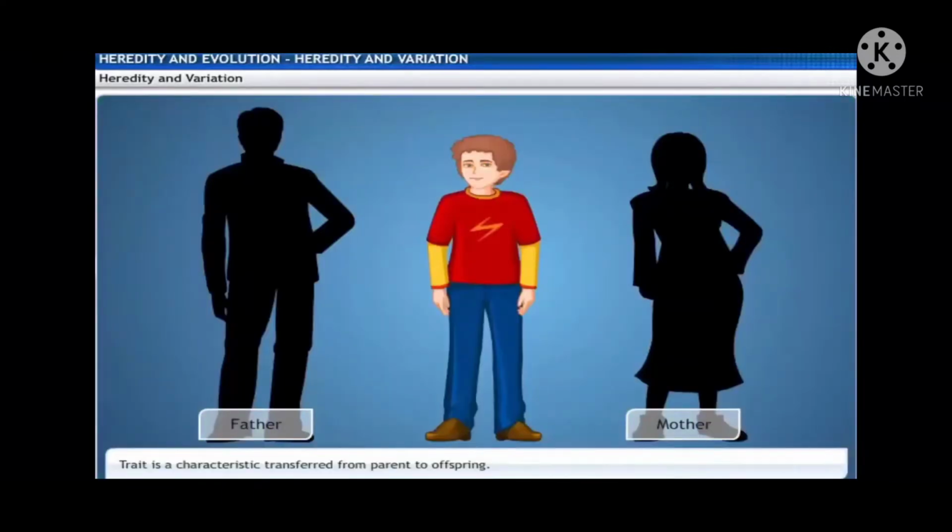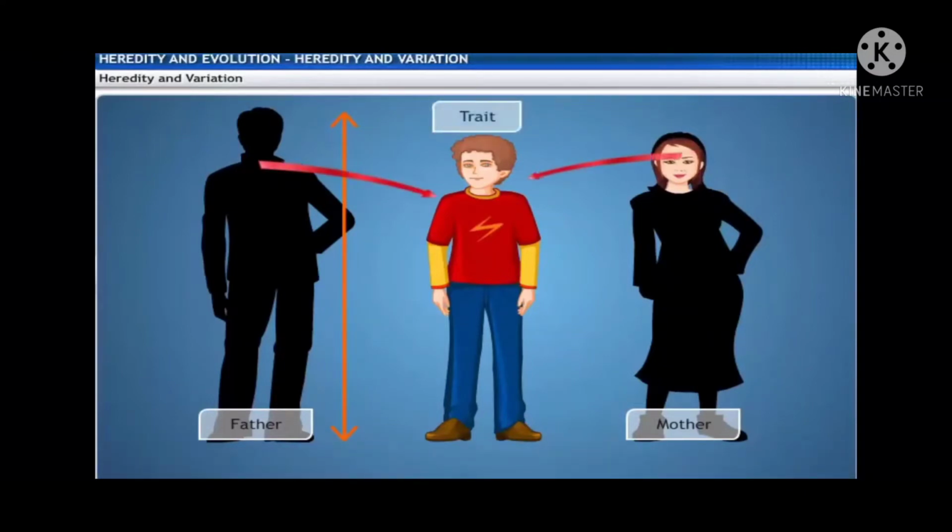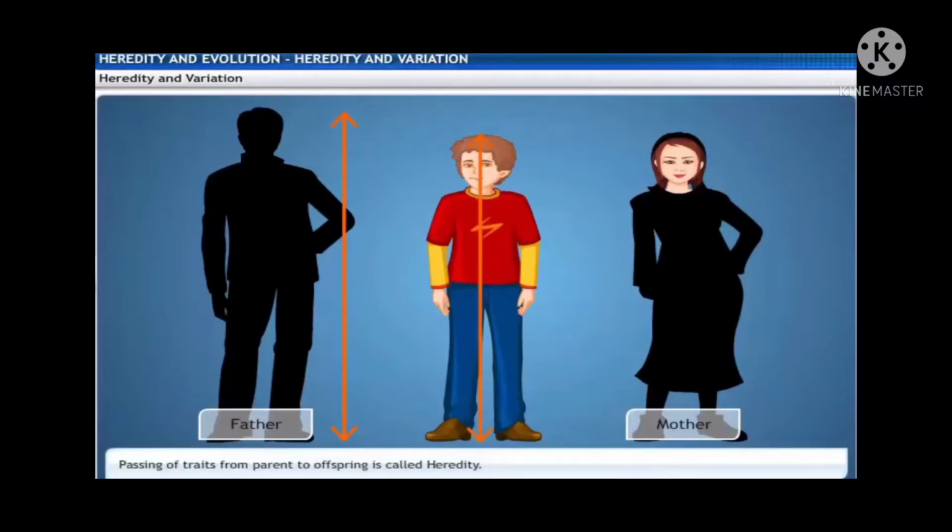Any characteristic that is transferred from parent to offspring, such as height and color, is known as a trait. As this trait is inherited from the parents, it is known as an inherited trait. This process of passing traits from parent to offspring is called heredity.